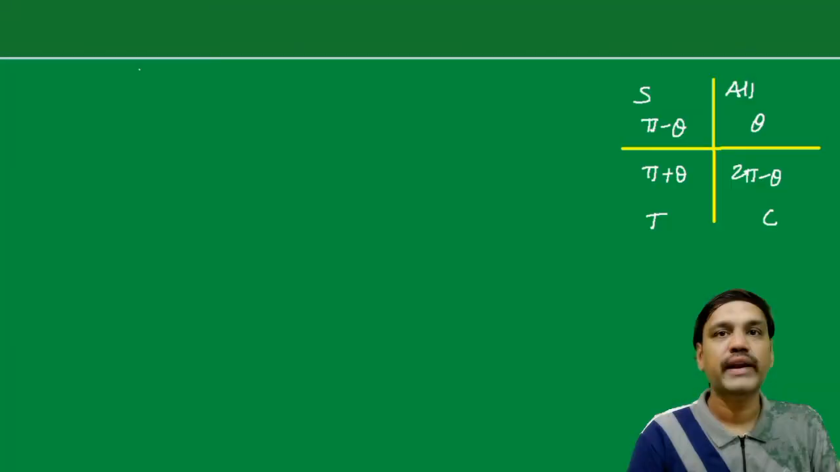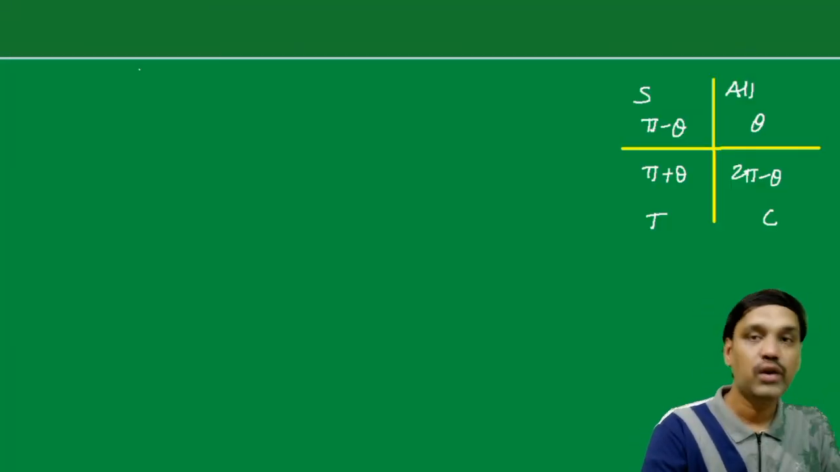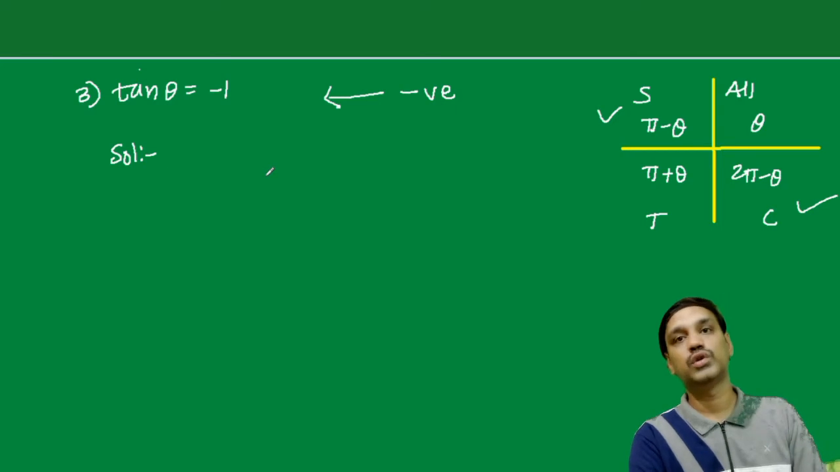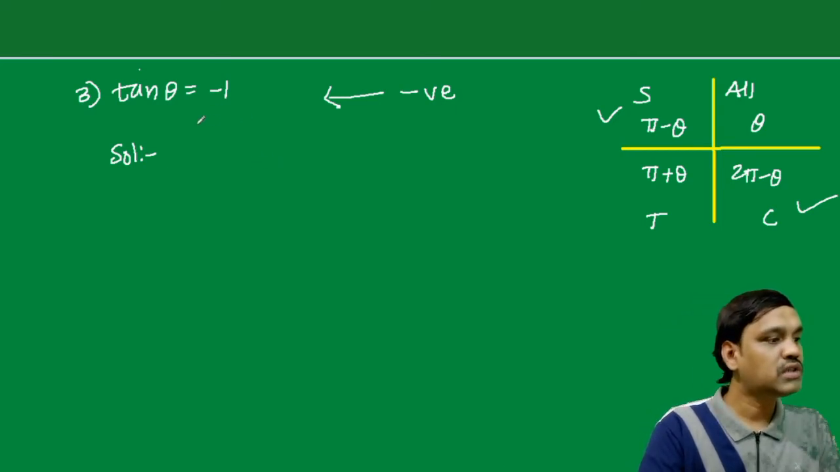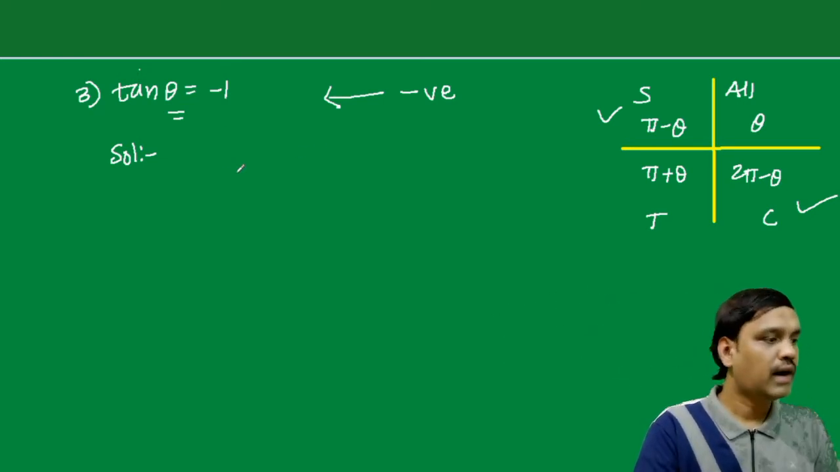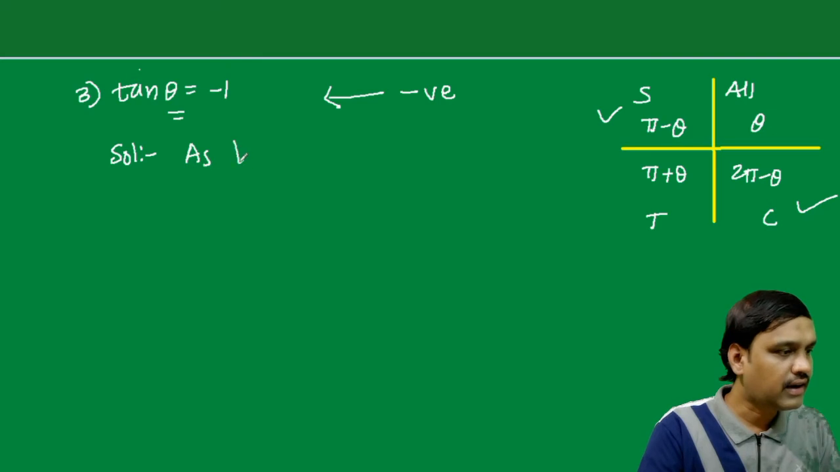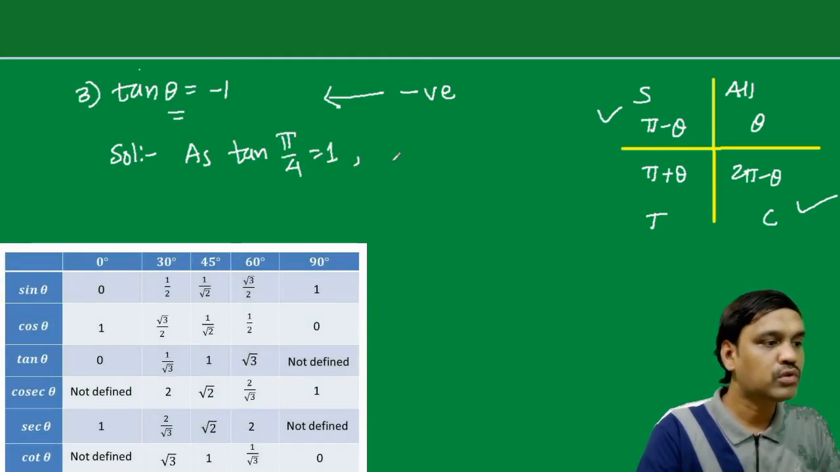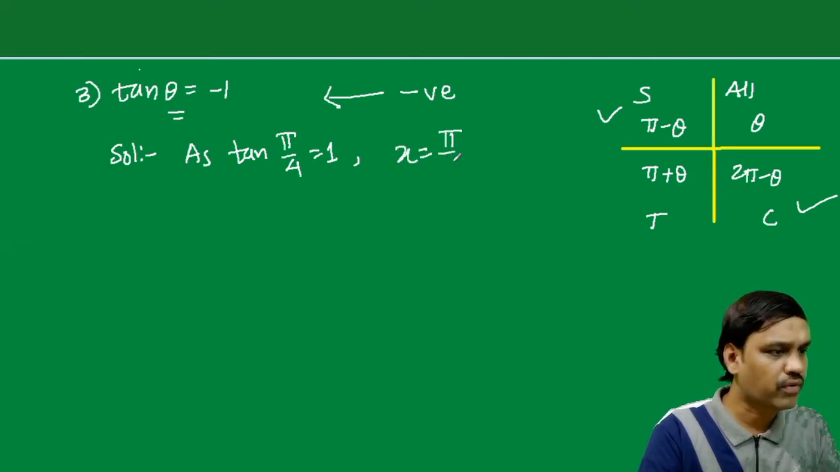Now let us move to our next example, where the trigonometric function is tan theta equal to -1. Let us write down its solution. Here I am going to consider the angle where the value of tan is +1. So I am going to write tan of pi by 4 is equal to 1. I am going to call that angle, say suppose, x. Now x is equal to pi by 4.